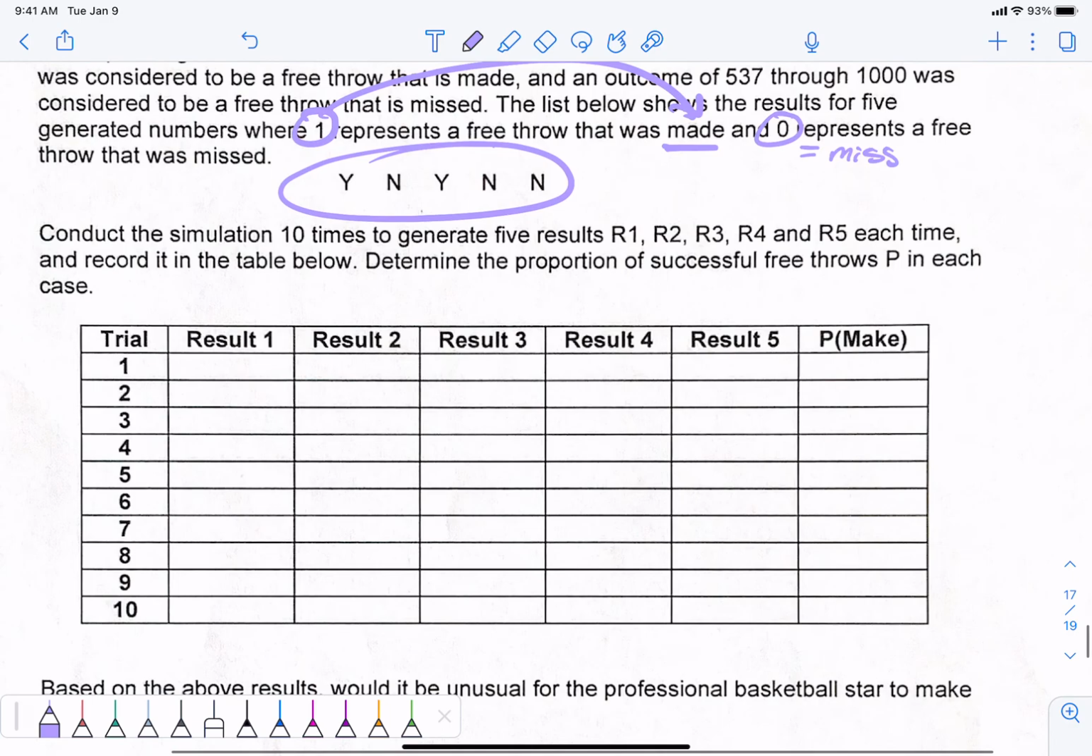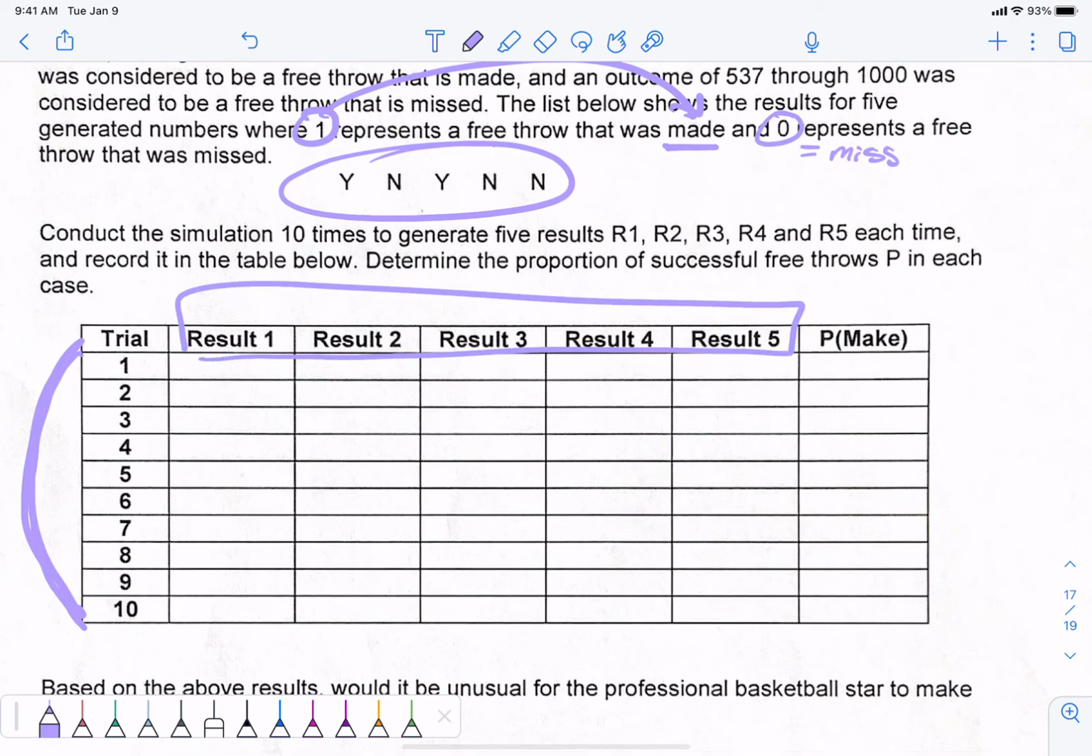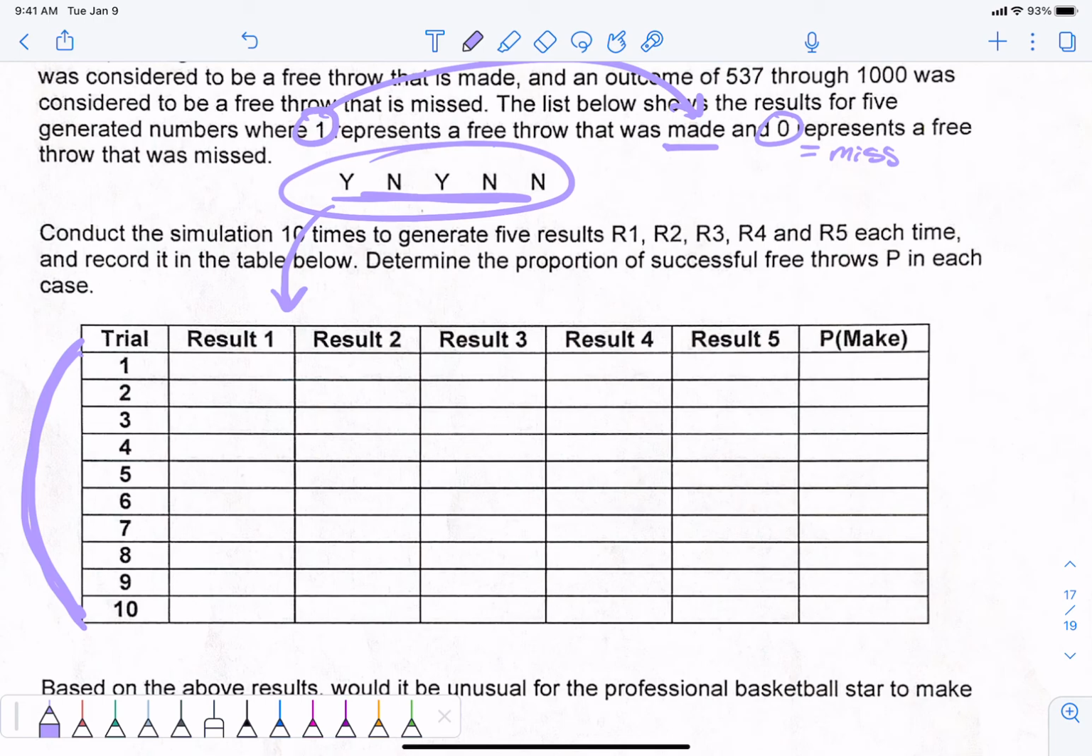You're going to do this a couple times. You're going to do the trial. You're going to run the generator 10 times, and you're going to give me the results here. You're only doing 5 at a time, but you're going to do 10 times, and then you're going to do the make percentage, okay? So here's how we would do this. The result, I'm going to use this result, and we're going to put this in this first row just so you can kind of see what we're talking about.